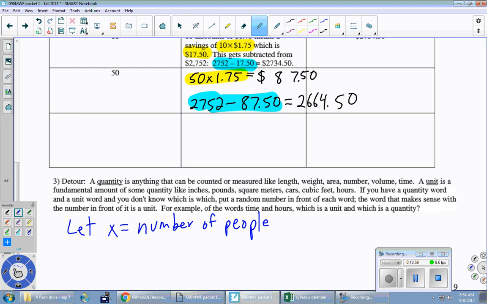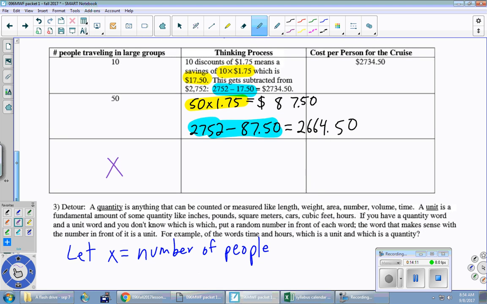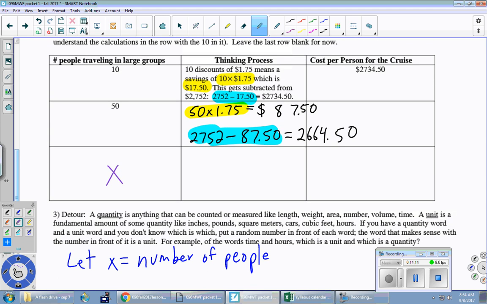Okay, so now I'm ready to fill in this blank row in my table. So here we go. X is what we are putting here. It's not 10, it's not 50, it's not a specific number. It is something abstract. It is X. And let's see if we can replicate the stuff that we did for 10 and for 50. So what did we do with 10? Well, we multiplied it by $1.75. What did we do with 50? We multiplied it by $1.75. What should we do with X? We should multiply it by $1.75.